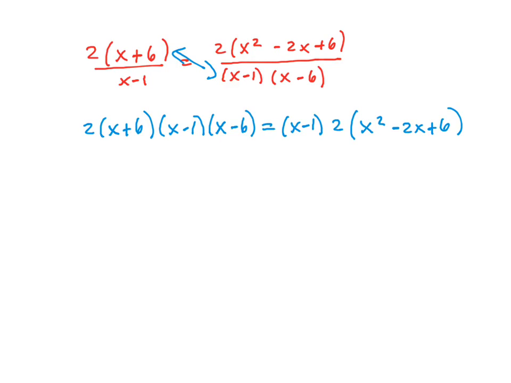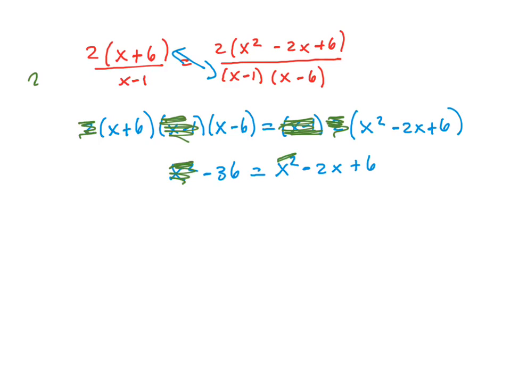So now looking at the things that we can cross out here, and I'll cross them out in green, we can see that the 2's are going to cross out, and the (x - 1)'s are going to cross out. So now when we simplify this equation, we get x squared minus 36 equals x squared minus 2x plus 6. And then obviously the x squareds here are going to cancel out.